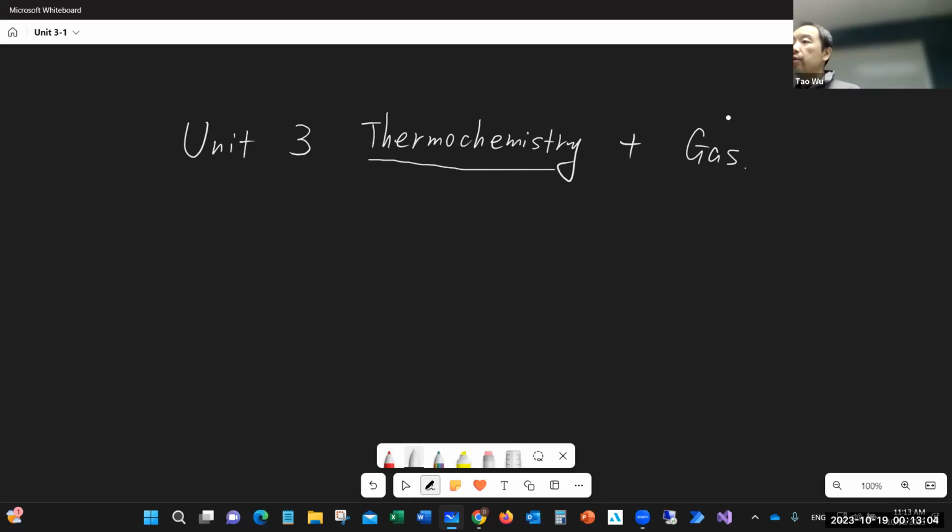Thermal chemistry has a lot of calculation, but at the beginning today in this class, I'm going to talk about the concepts. You need to understand the concepts, and then we use those concepts in the calculations. So the first concept, we need to understand the difference between system and surroundings.